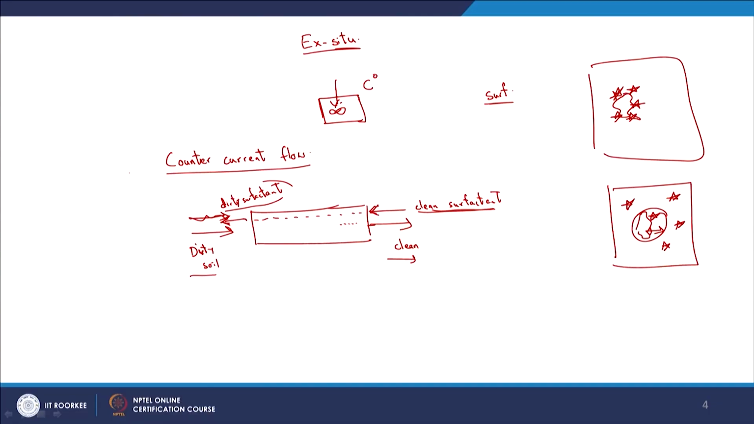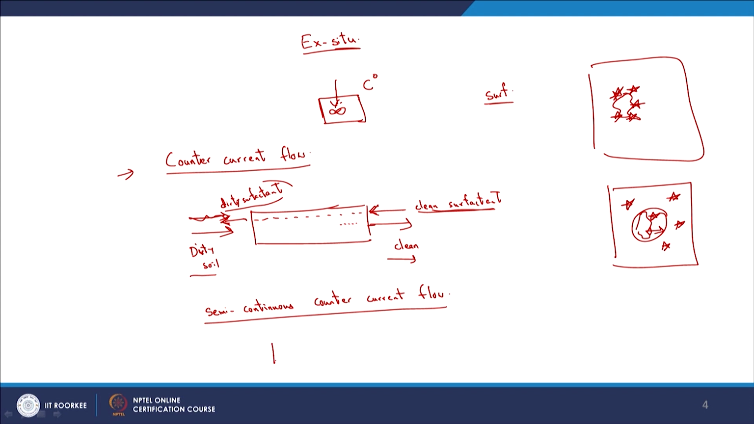So, how do I achieve this countercurrent flow? So, I make that semi-continuous countercurrent flow, right. So, how do I have that?